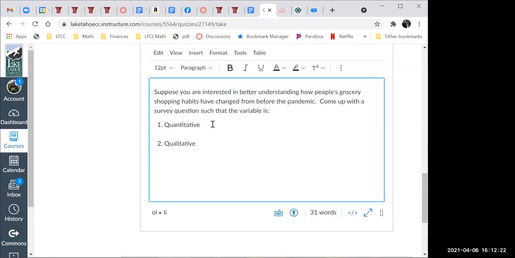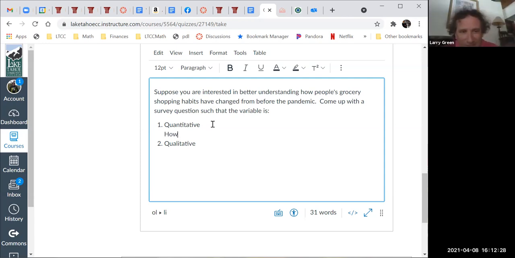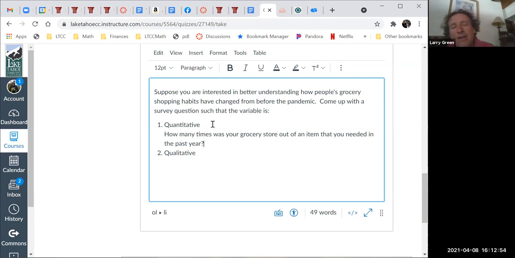How many times was your grocery store out of an item that you needed in the past year? That works. How many times was your grocery store out of an item that you needed in the past year? Okay, so there's a survey question. So it's not what is a study about, but what is a survey question? What are you going to ask each of these people?